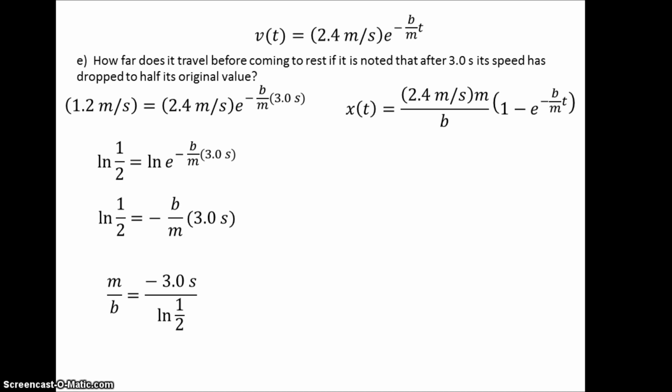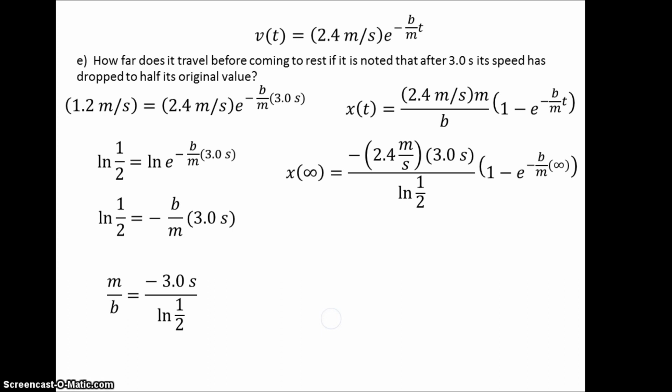We can then plug this back into the position equation, where m over b is given as negative 3 seconds over natural log of 1/2. We can evaluate this at infinity, so e raised to the negative b over m times infinity. Since that's negative b over m, that's the same thing as 1 over the quantity. So in other words, this is going to be a fraction, that second part.